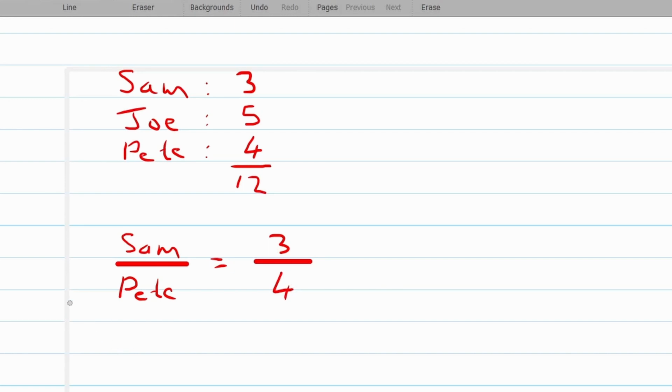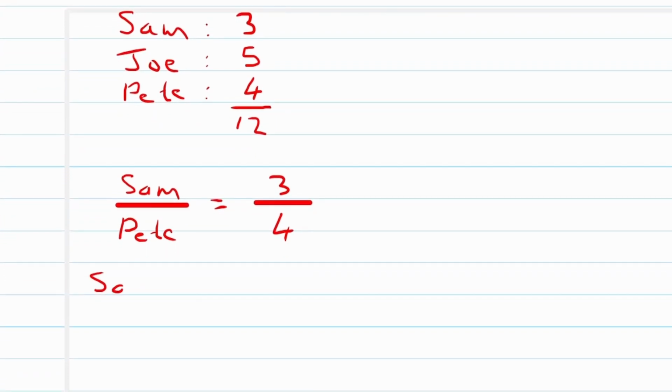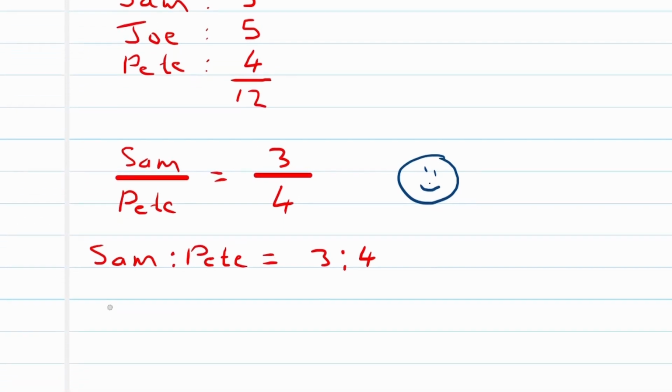Another way of writing this is to say Sam colon Pete is equal to 3/4. It's exactly the same. These two are exactly the same. So if you use the one, you don't need to use the other. But if the question is asked in this way, you need to be able to understand what is being asked. So in this case, this colon is being used as a divide. So please remember that.